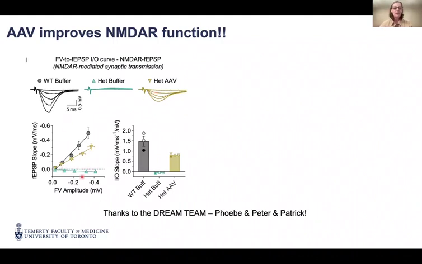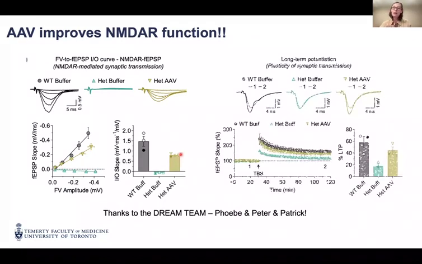So here what you can see is that this NMDA receptor current in the synapse is really lost and is greatly improved. And here is LTP, which is that learning component that's mediated by NMDA receptors, and you can see that it is diminished in the heterozygous animals, and it's back to wild type in the AAV-treated animals. So this is my big, exciting story to tell you.